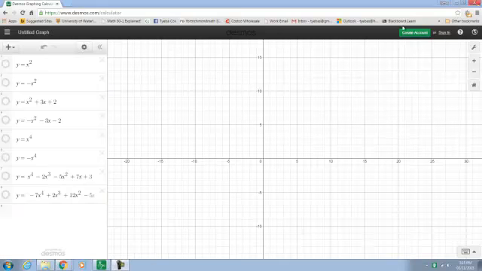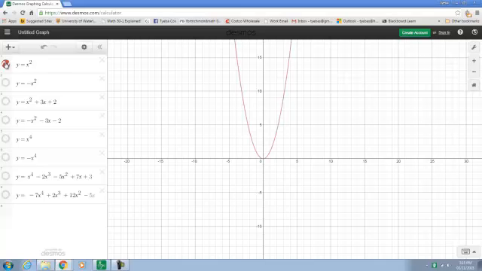Let me take you here to this Desmos. It's an online calculator. If we were to look at x squared and compare it with negative x squared, what does the end behavior do? Basically, it reflects over the x-axis, right? So the ends of the graph go into quadrants 3 and 4.